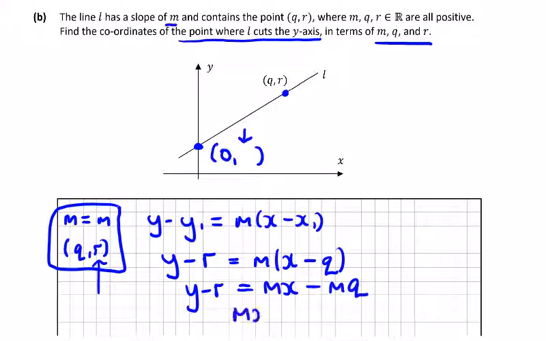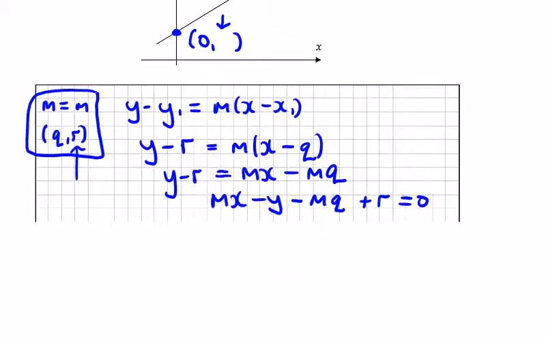Tidy it up, mx minus y equals, or we could leave it all together. We could leave it all together maybe for now. Mx, bringing the y across, minus mq, mq is always there, and plus r equals 0. And if we want to find a point where x is equal to 0, therefore we get 0 minus y plus mq plus r is equal to 0.